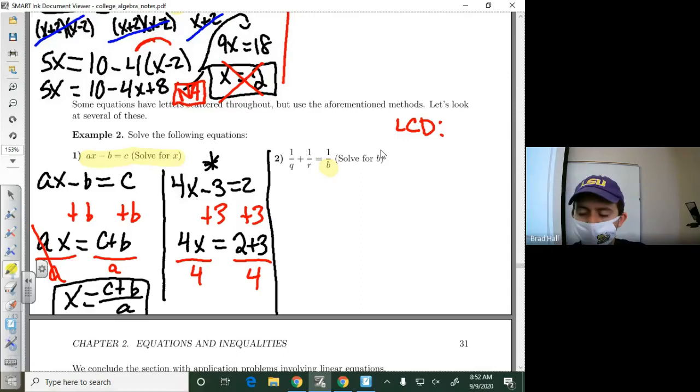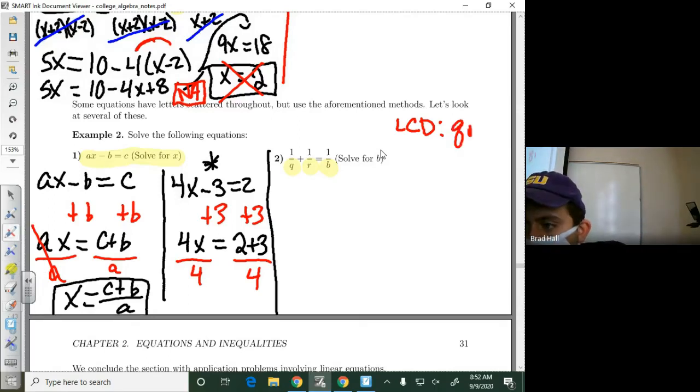Now, what's the list of denominators? I see a q, an r, and a b. So in our least common denominator, I need to have some factor for each one of those letters. Naturally, the LCD will be q times r times b. I have q for the q, r for r, and b for b. There's really no other way to say it other than that. And this will make more sense with the ensuing cancellation that will happen.